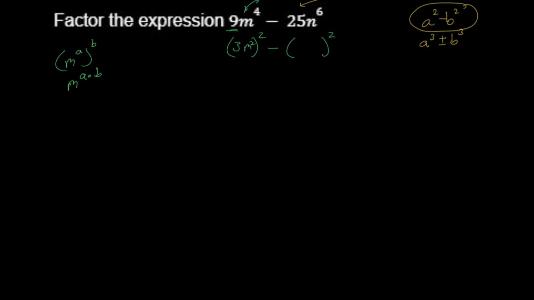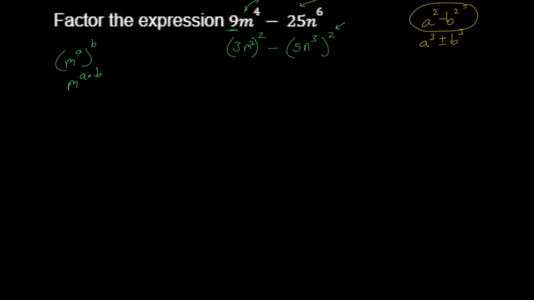Similarly, for the second term, what squared gives us 25? Well, 5 does. And then for n to the 6th, again, a power to a power means we're multiplying the exponents. So what times 2 will give us 6? Well, n to the 3rd. So n to the 3rd raised to the second power will give us n to the 6th.